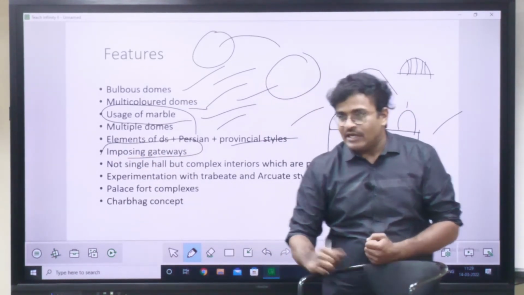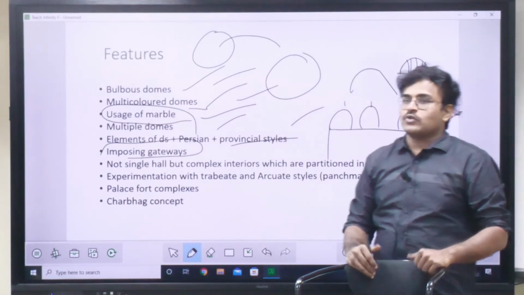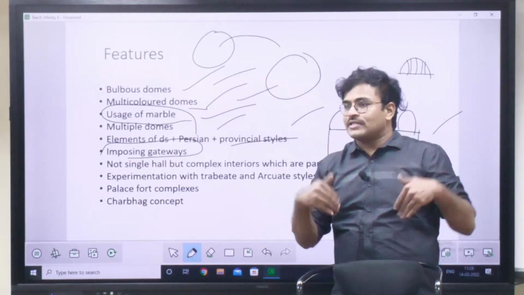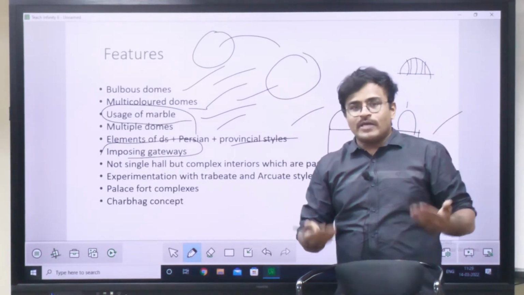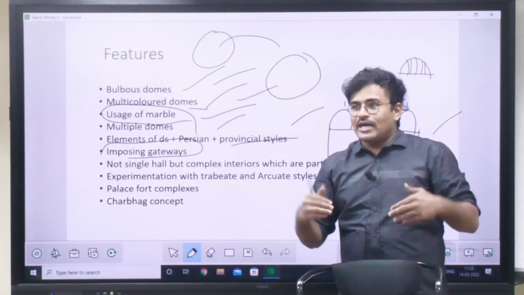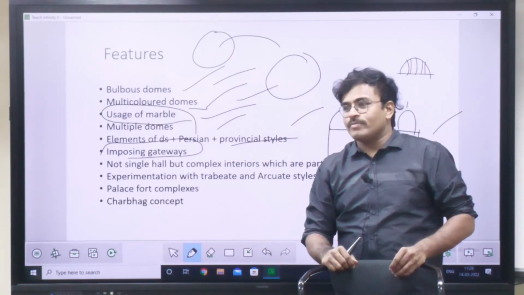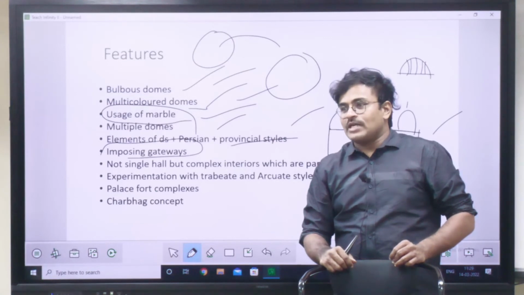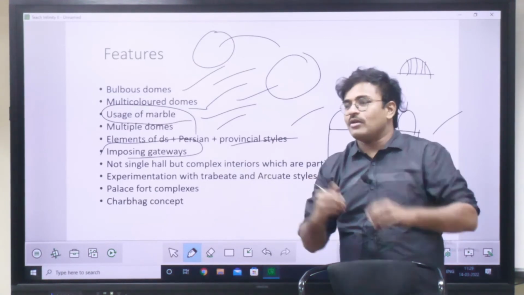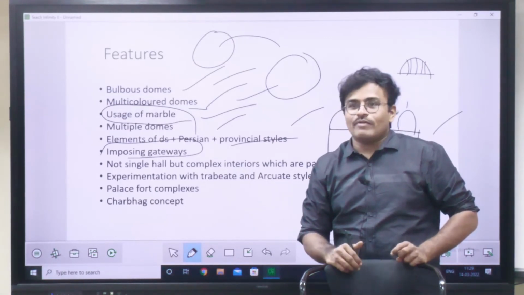Buland Darwaja, I'll show it to you too. The gateways were so large that sometimes they started dominating the central structure. Gateways became more important, because they are more visible, right? Just like the gopurams, you remember? Sometimes the gopurams started becoming bigger than the Vimana, particularly during the Vijayanagara period.